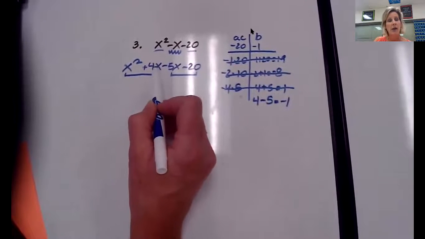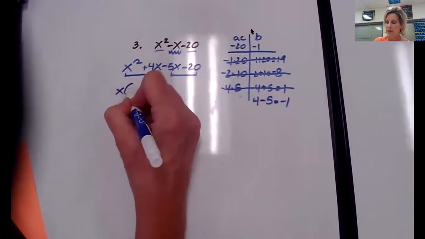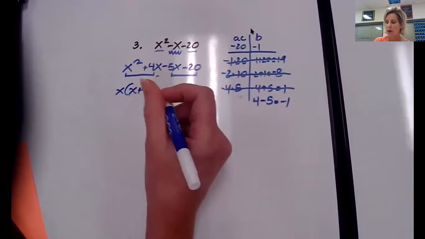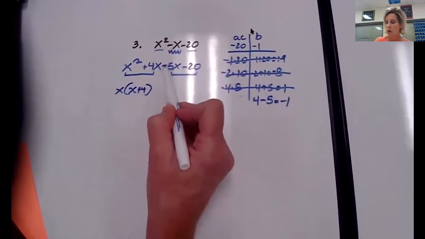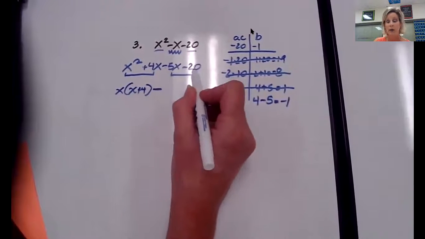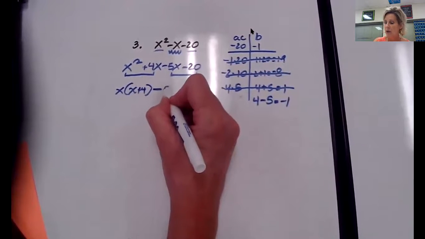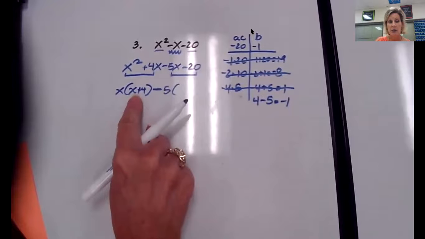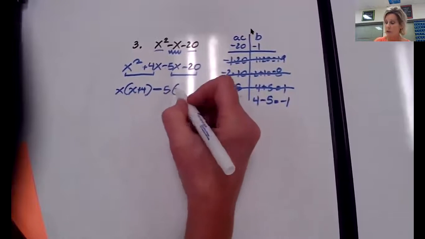So what's the GCF for x squared and 4x? X times x plus 4. Whatever this sign is in the middle, recopy it. What's the GCF for 5 and 20? 5. Now, if this is x plus 4, that has to be x plus 4 as well.